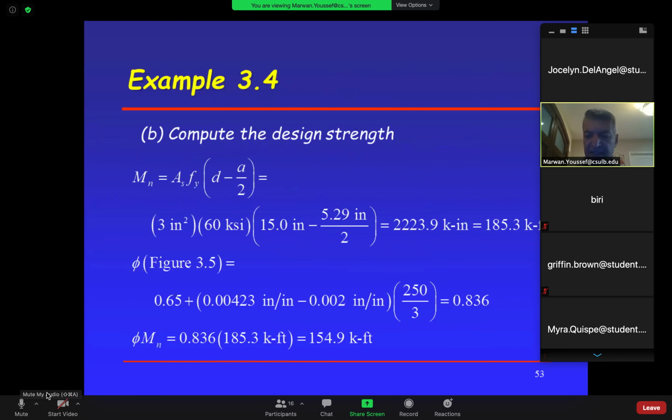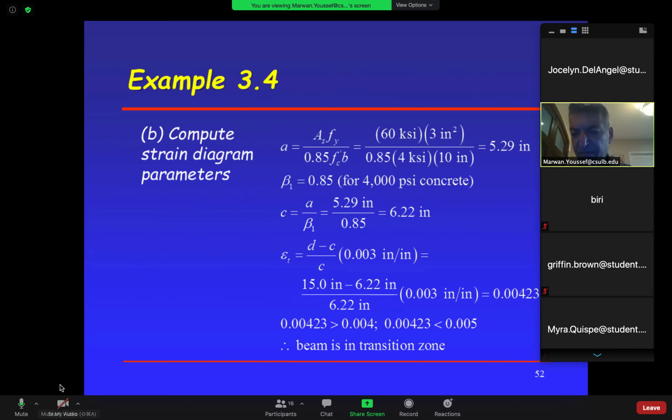Professor? Yes. What would happen if you do a review, you're checking the beam and then it's not in that zone? Like what would you do? Good question. Then that beam is not good. Then what you have to do is look into retrofit. How do you retrofit that? To make it stronger. And there are many ways to do that.